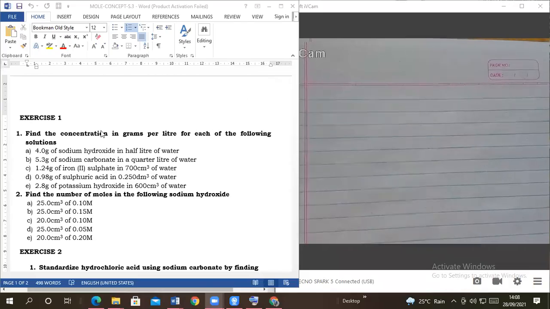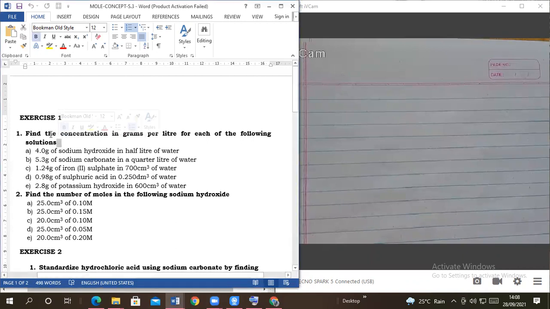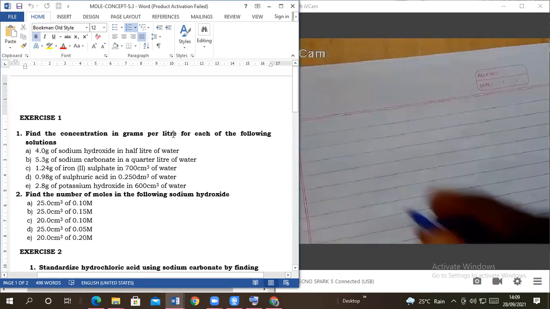So here, they are telling us to find the concentration in grams per liter for each of the following solutions. Now, the question is as brief as this: the concentration in grams per liter. Grams in a liter. We say the liter is equal to what?